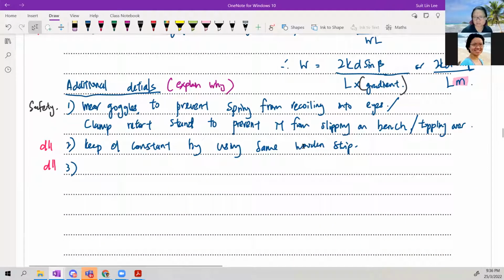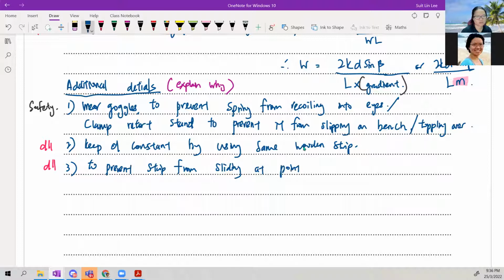Clamp is not the idea because we don't want it to exert extra force. So what I could say is, to prevent the strip from sliding at point P, use blue tack. I like to call it adhesive putty, because blue tack is a brand.